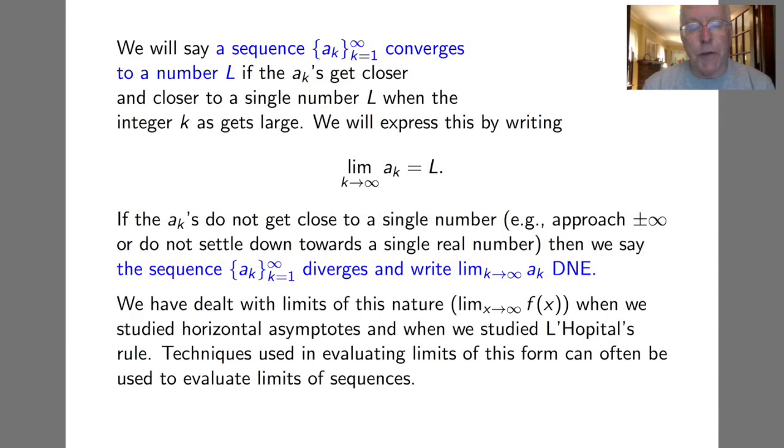So we've dealt with limits of this nature before. In particular, we've looked at problems of the form limit as x goes to infinity of f of x many times. We saw this when we studied horizontal asymptotes in Calculus 1 and when we studied L'Hopital's rule. And techniques used in evaluating these limits can often be used to evaluate limits of sequences. So we're going to look at a few examples. The first three examples will really be review, because we're going to take a look at limits of sequences using some of the techniques we've seen in earlier courses.